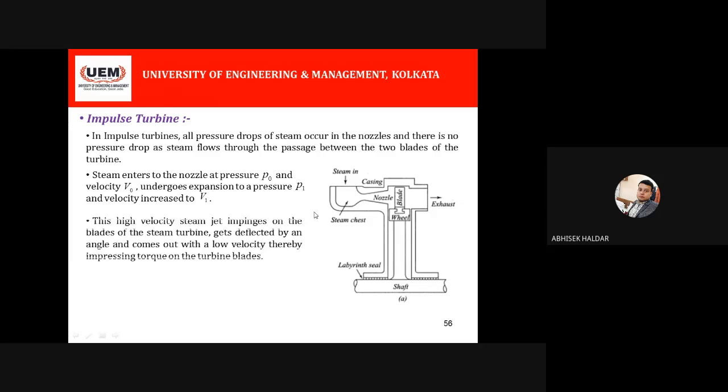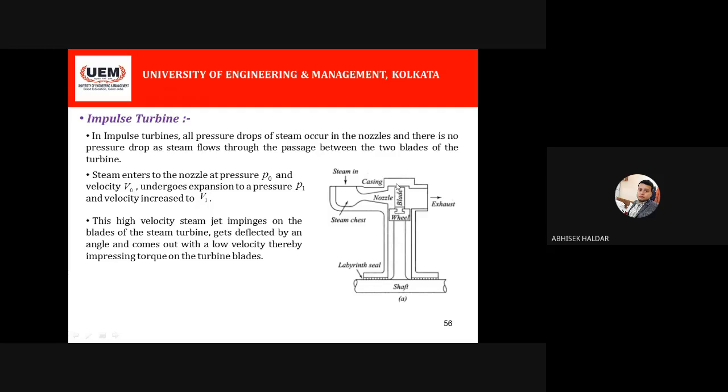Very simple. This high velocity V1 is the outlet velocity from the nozzle, which means it is the inlet velocity to the blade. This high velocity steam jet impinges on the blades. It just hits the blades and the steam gets deflected by an angle. That is obvious because there will be some blade angle, and it comes out with a lower velocity, impressing torque on the turbine blades.